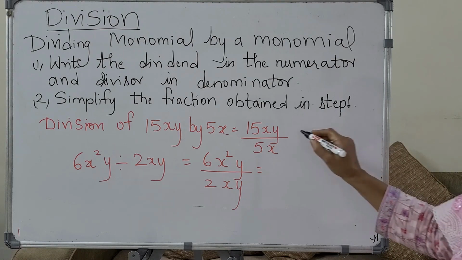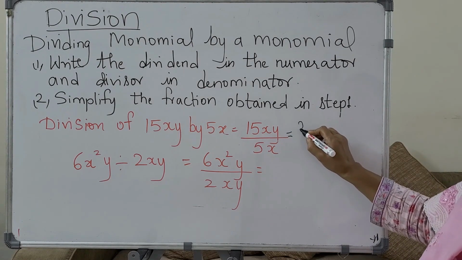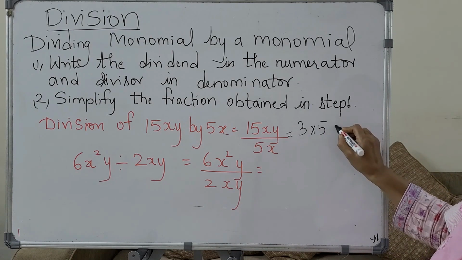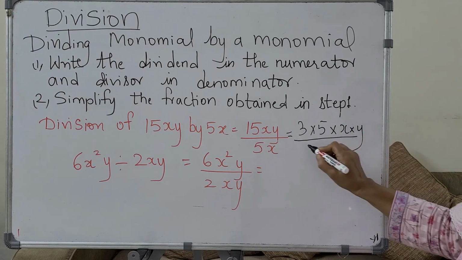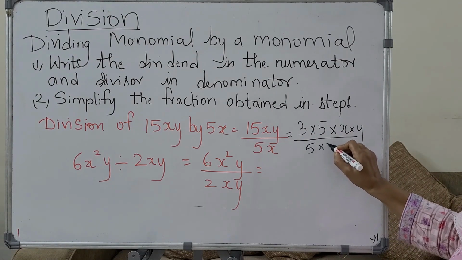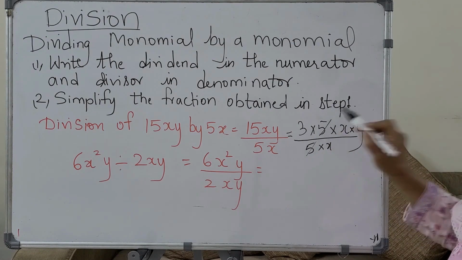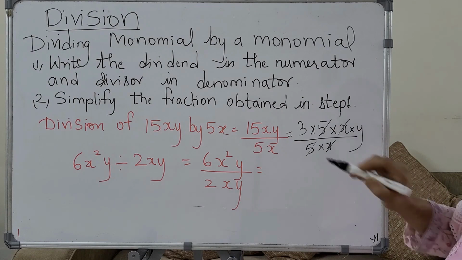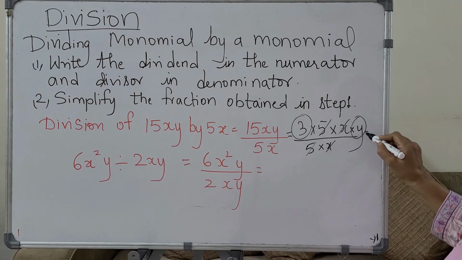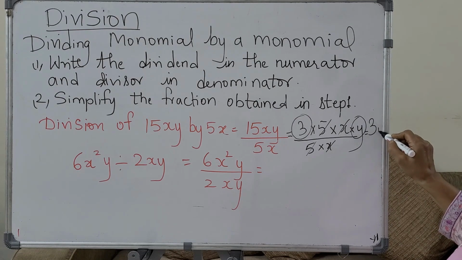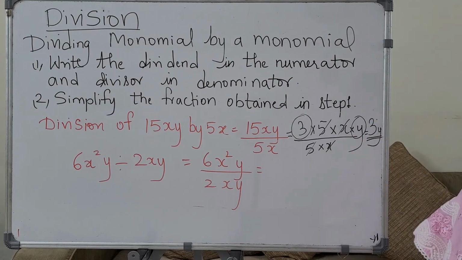Now you have to simplify. Now 15xy can be written as 3 into 5 into x into y. Now below it is 5x can be written as 5 into x. 5 can be cancelled, x can be cancelled. What is remaining is 3 and y is remaining. So what you get after simplification? The answer 3y. 3y is the answer.